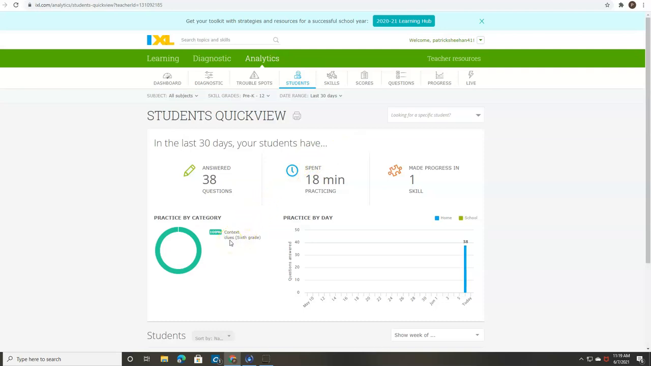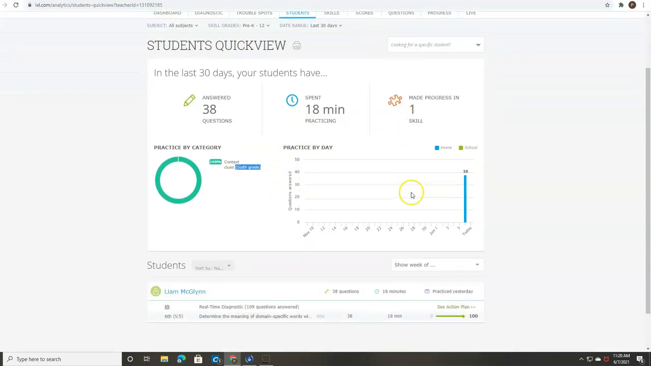Context clues, well, we know that's ELA. Okay, what grade level? 6th here. What did the student do? They answered 38 questions. How long did it take them? 18 minutes. Did they make progress? Yes, in one skill, under a skill area being context clues, they have reached one skill.